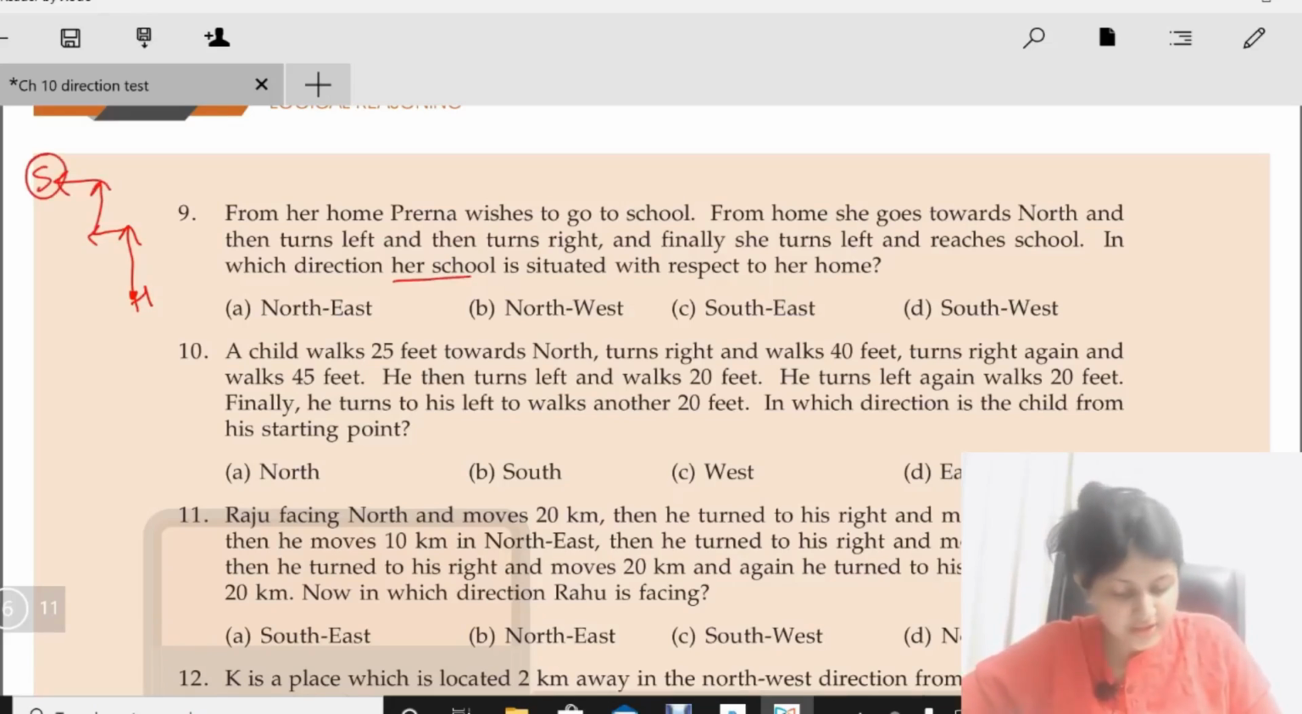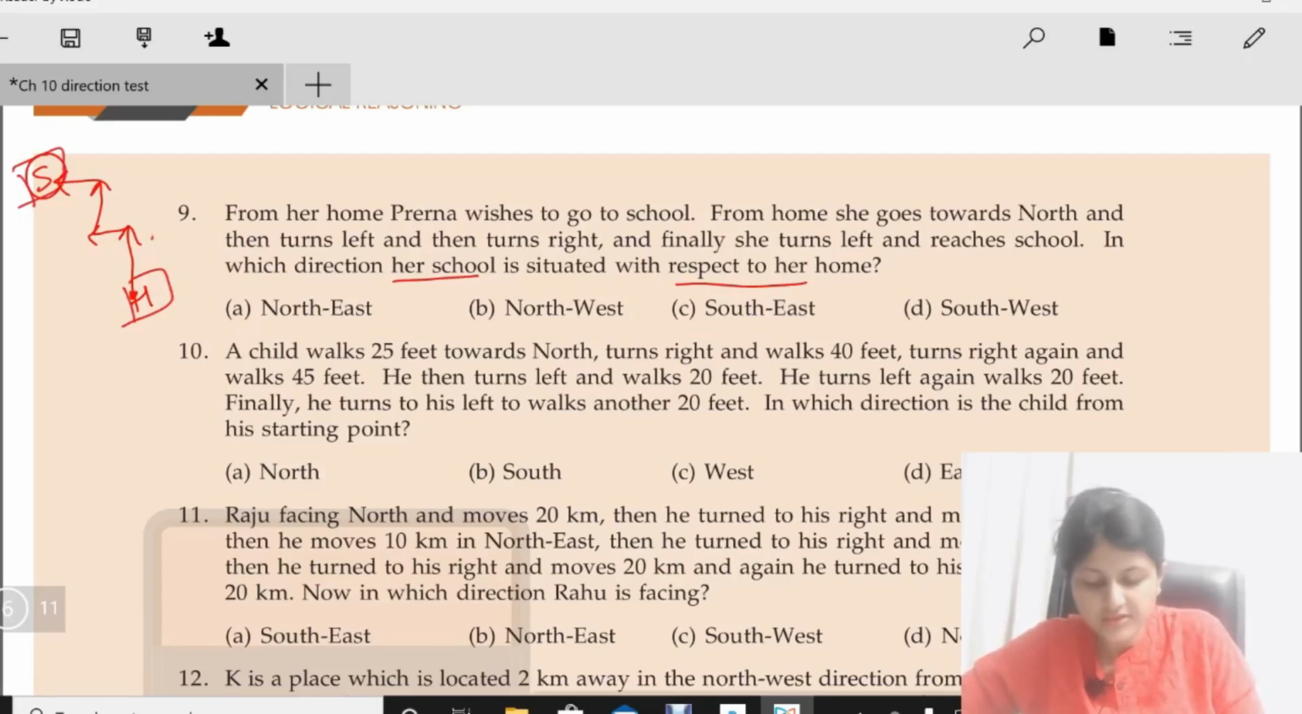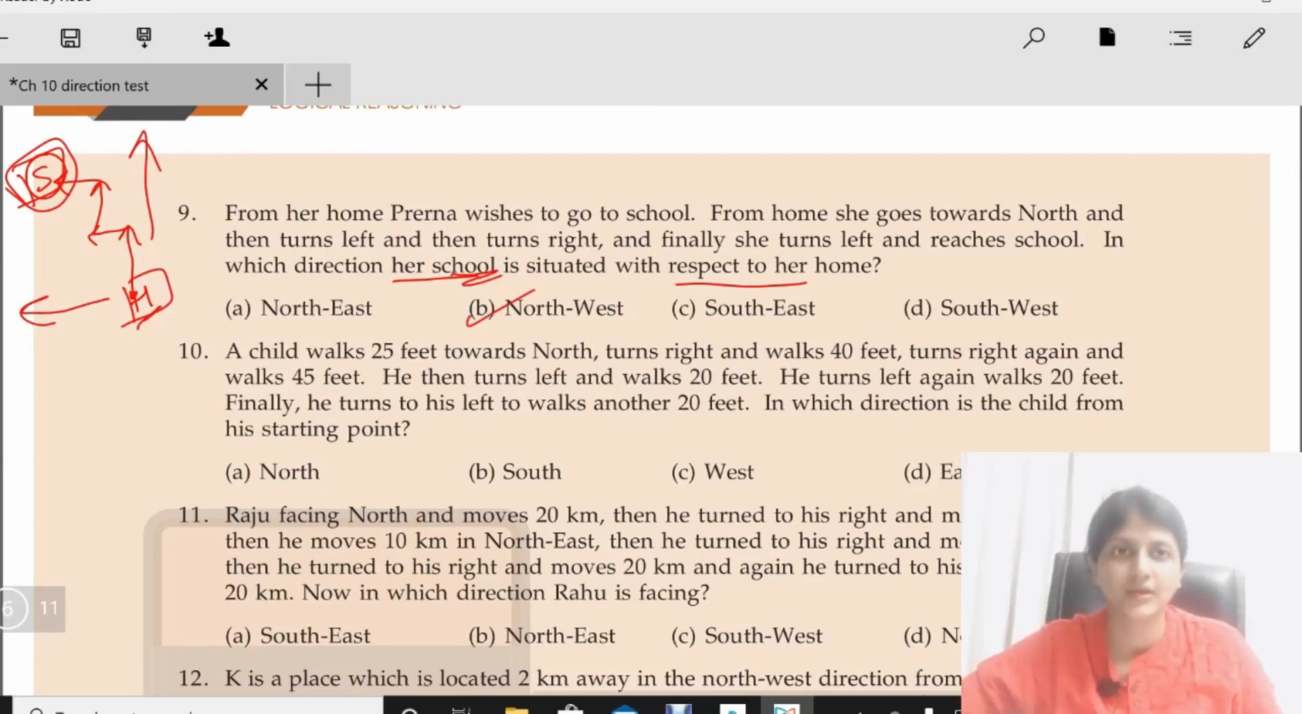In which direction is the school with respect to home? This is home and this is school. So this is north, this is west, this is northwest. So which direction is her school with respect to her home? Northwest. Okay.